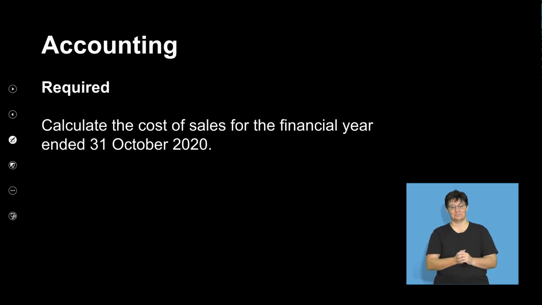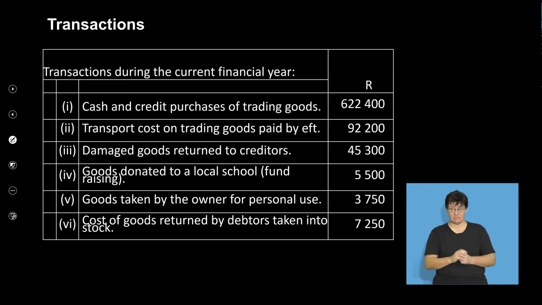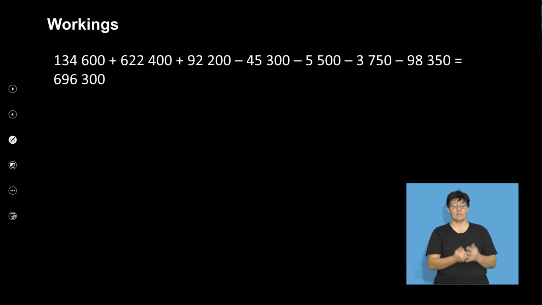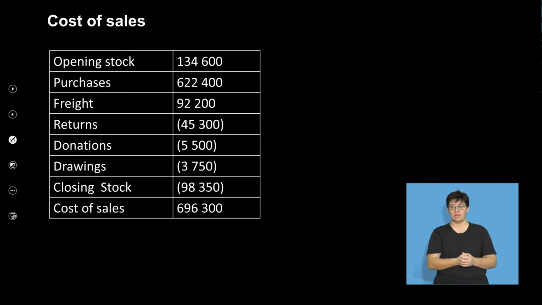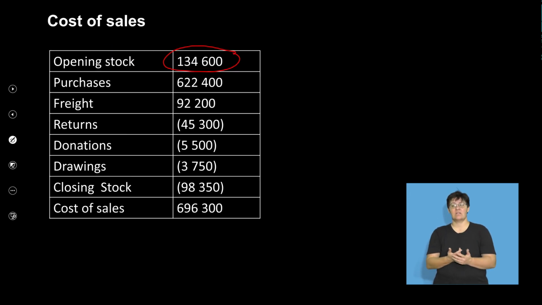Now the question says, calculate the cost of sales for the financial year ended 31st of October. And here we start off by saying, my stock on hand was 98,350. So the first thing that I do in my calculation, watch, I start off with my opening stock of 134,600. What I'm also doing for you, I'm showing you the same calculation as a calculation, and as a formatted question, depending on what is asked in the exams.